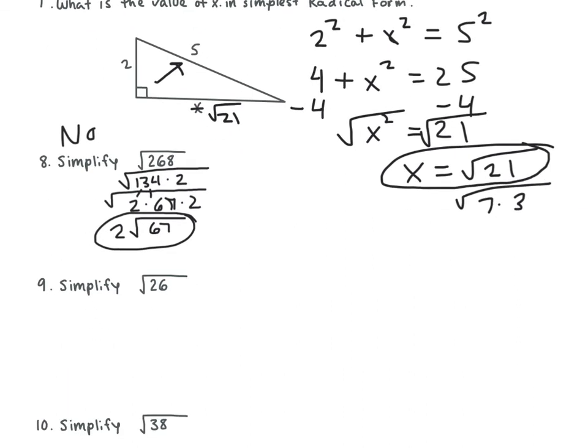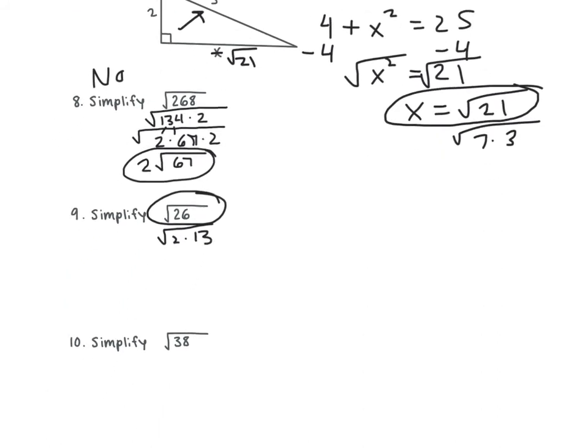Number 9. Simplify the square root of 26. Nicole, what are factors of 26? 2 and 13. Can 2 be broken down anymore? Can 13? Do we have any pairs? So what do we do now? You just leave it. So our answer is square root 26. That's our simplest form. Well, yeah, what's 2 times 13? 26. So square root 26. Can't do anything with this one.